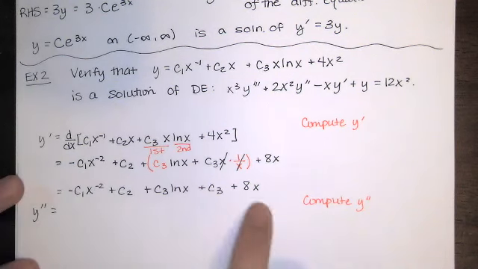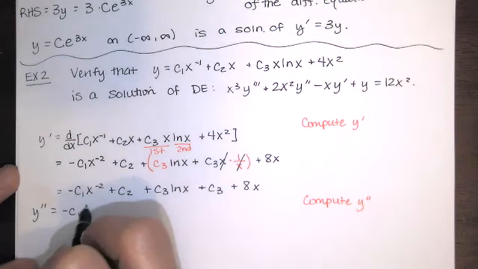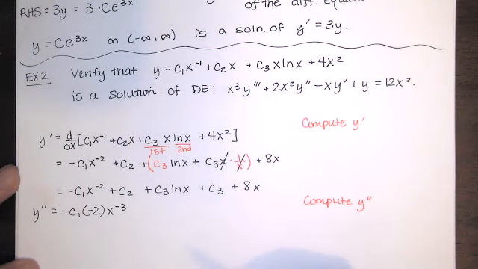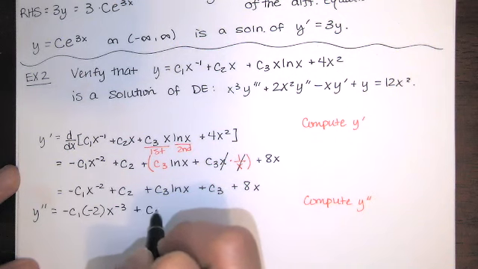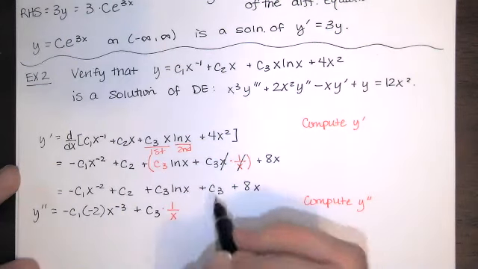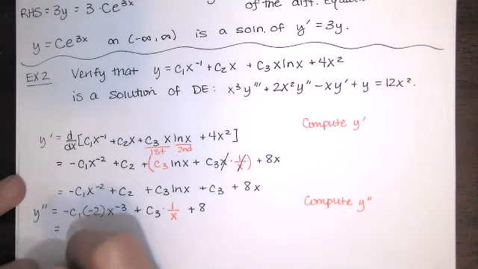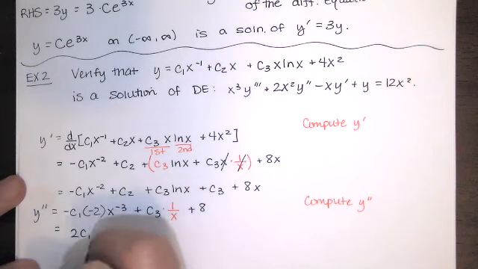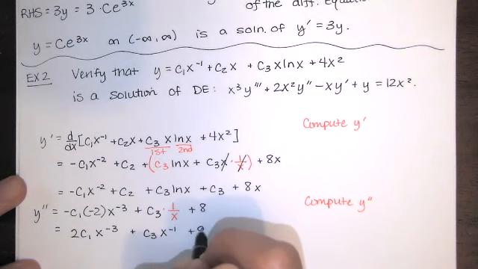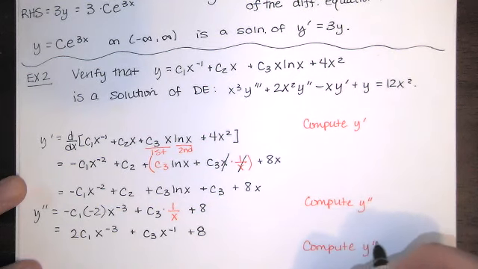Y double prime is the derivative of this piece. Well, I'm going to bring my constant down. The derivative of x to the -2 is -2 times x to the -3. The derivative of C2 is 0. The derivative of a constant times natural log of x is that constant times 1 over x. Derivative of C3 is 0. Derivative of 8x is 8. Okay, so we'll simplify this a little bit. So I've got 2c1 times x to the -3 plus c3 times x to the -1 plus 8. Next, we want to compute y triple prime.